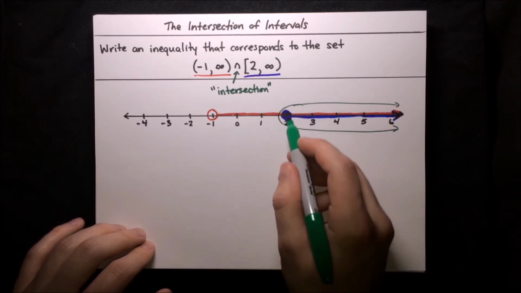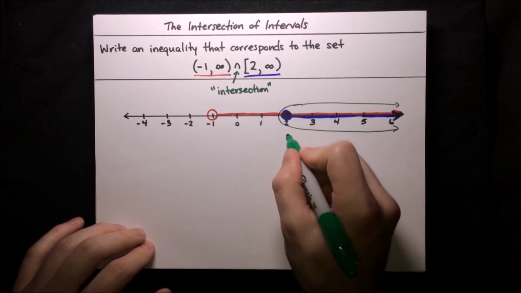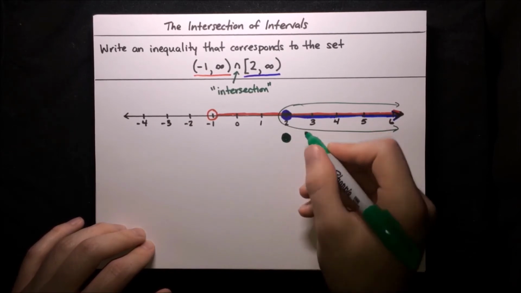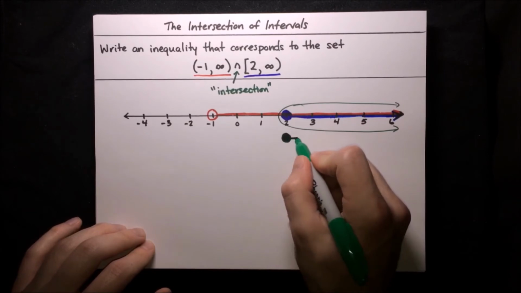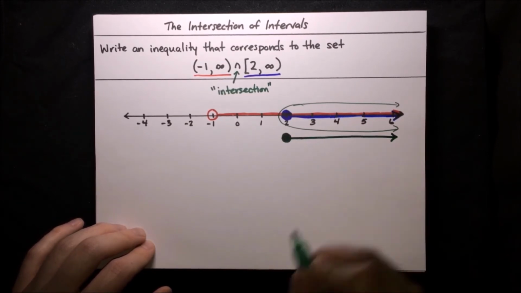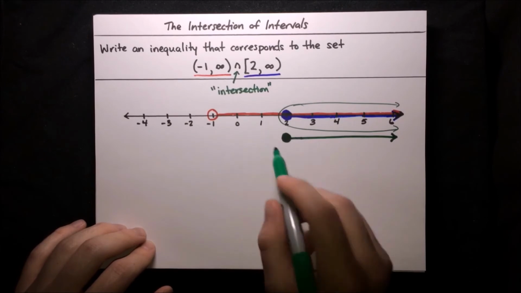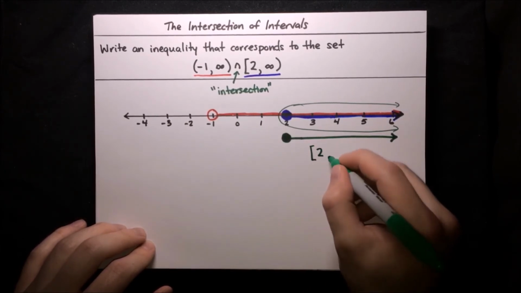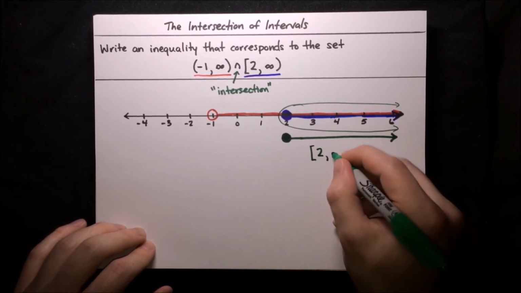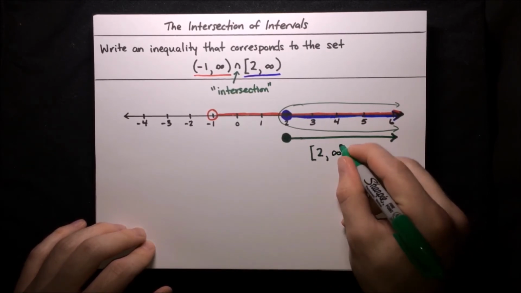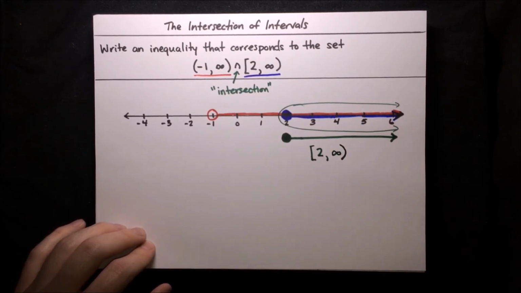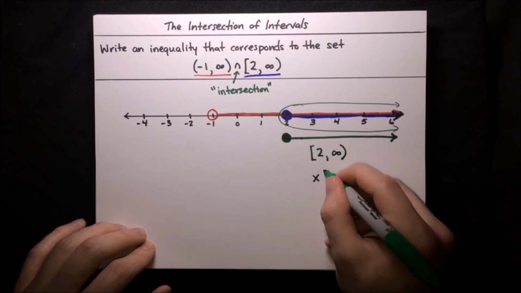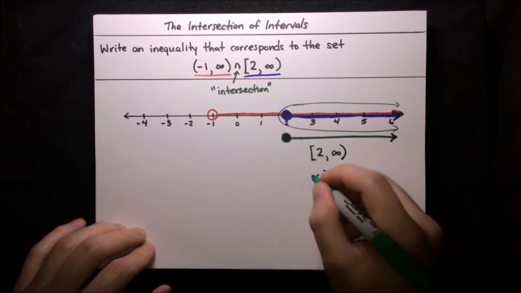So why don't we go ahead and redraw this in green. We're starting at 2, and that gets a closed circle because both blue and red are there, and then we go over this way. So translating that back into interval notation, we're starting at 2, and that includes 2, so we have a bracket 2, and then going all the way to positive infinity. So [2, infinity), infinity always gets a parenthesis. And we can turn that back into an inequality. That's just saying that x is greater than or equal to 2.